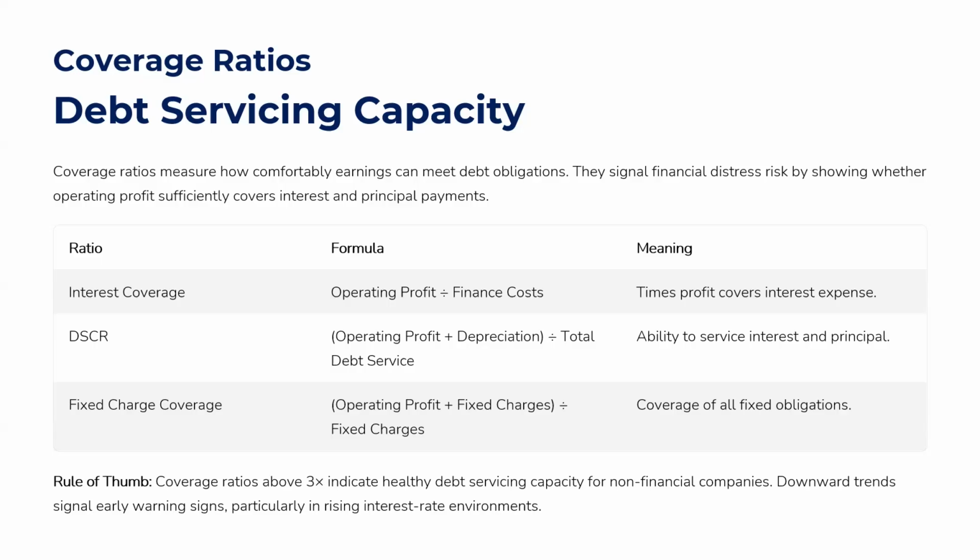Now, the rule of thumb is that your coverage ratio should be above 3 times. So if you have your coverage ratio above 3 times, it's telling us that your business is very, very healthy. But if your coverage ratio is less than 3, if it is 2, still fair, if it is 1, it is very risky. 1 is 50-50. That means your profit is exactly the interest you are paying.